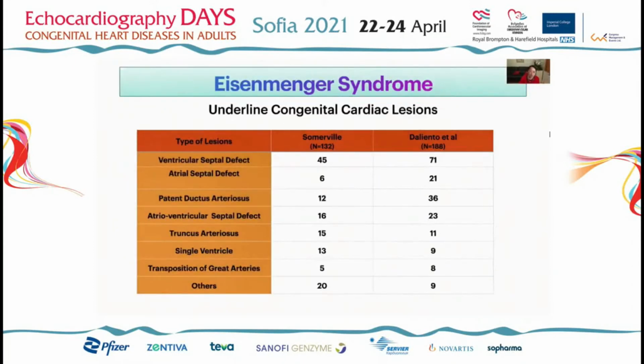So what kind of congenital lesions have Eisenmenger syndrome? In these two big studies, you can see the most common is ventricular septal defect, followed by the ductus and atrioventricular septal defect. We do see some patients with atrial septal defect who develop severe pulmonary hypertension and Eisenmenger syndrome. They usually present later in life, usually after the age of 40, and normally have a very, very large defect. Long-term volume overloading can lead to pulmonary hypertension, but it's only in a small number of them.